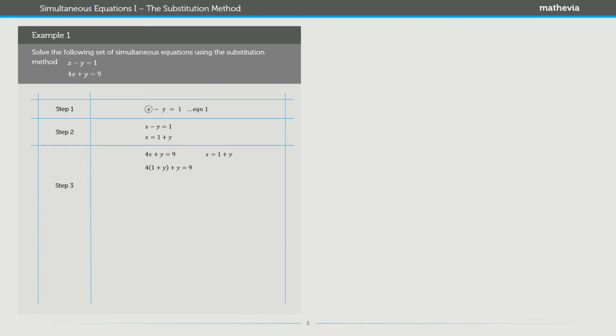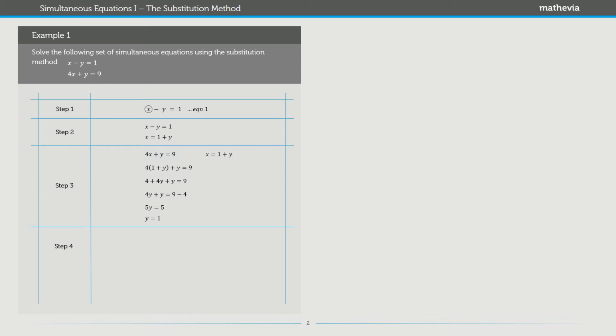So 4x becomes 4 times 1 plus y. So we have 4 times 1 plus y equals 9. And then we have 4 plus 4y plus y equals 9. And we just solve the linear equation there. We end up with 5y equals 5. And finally, we have that y equals 1. So we have a value for y.